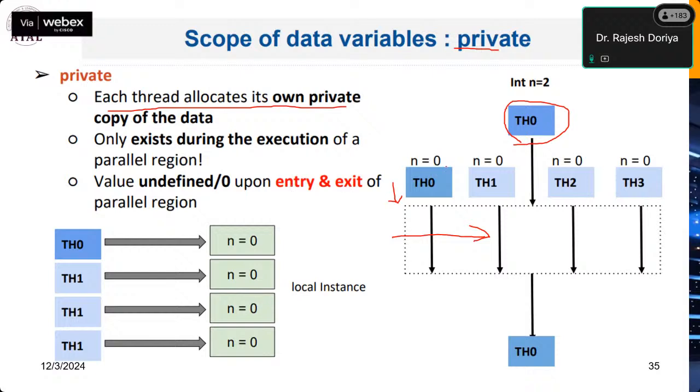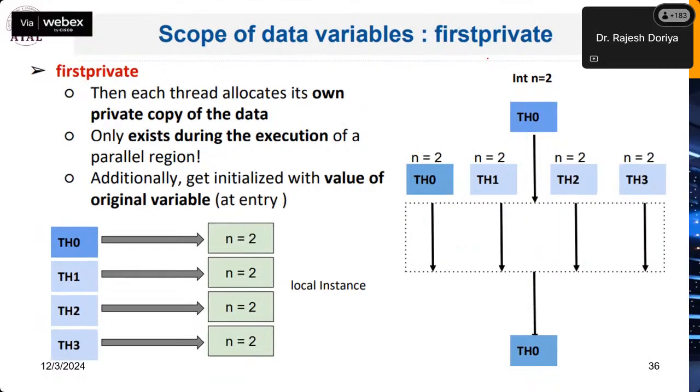So if initially they are 0, then after the intermediate computation of each and every data variable, let's say in this case n has the value 4, in this case n has value 10. Whatever value they have achieved in this parallel region, on exiting this parallel region they are again going to have the value 0 only. Okay, so that's what is going to happen when the scope of data variables is defined as private. Am I clear?